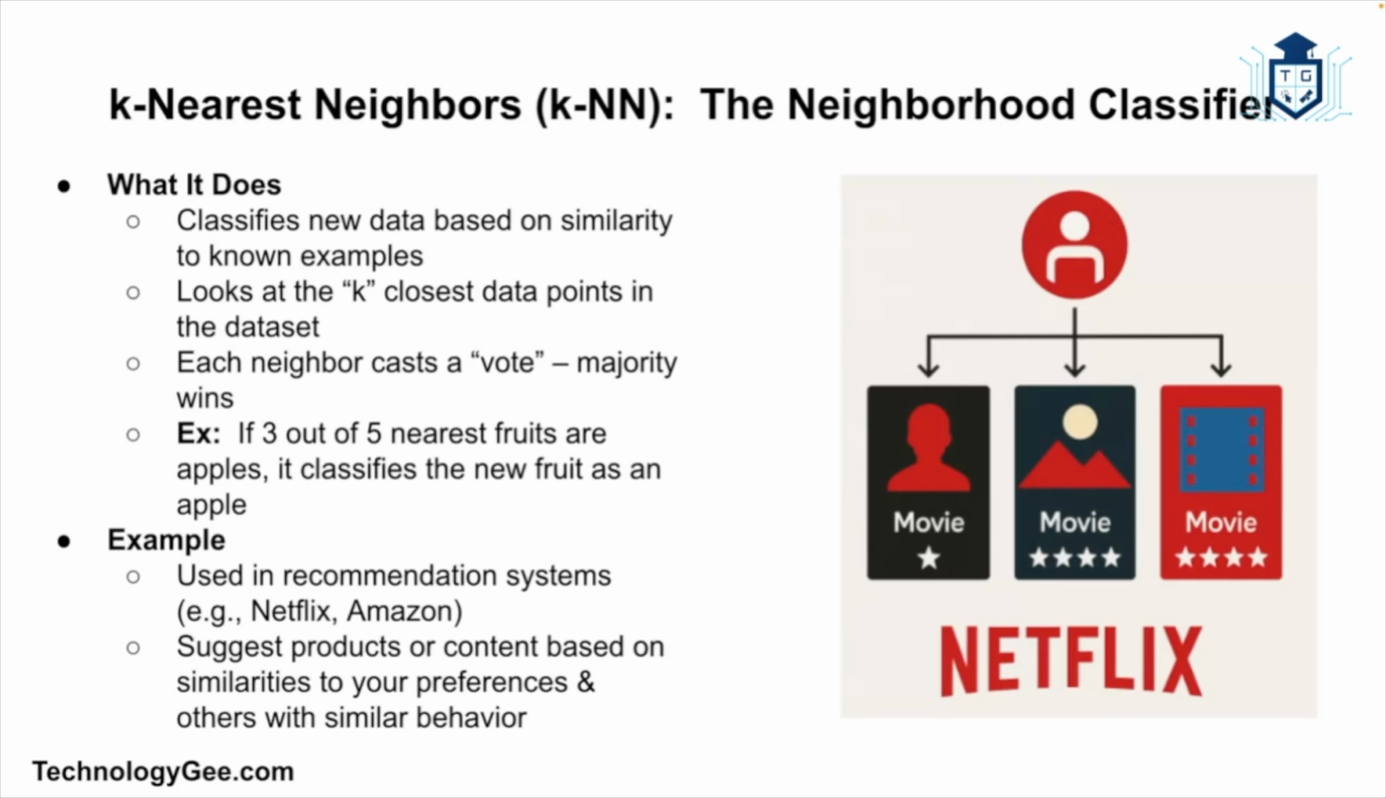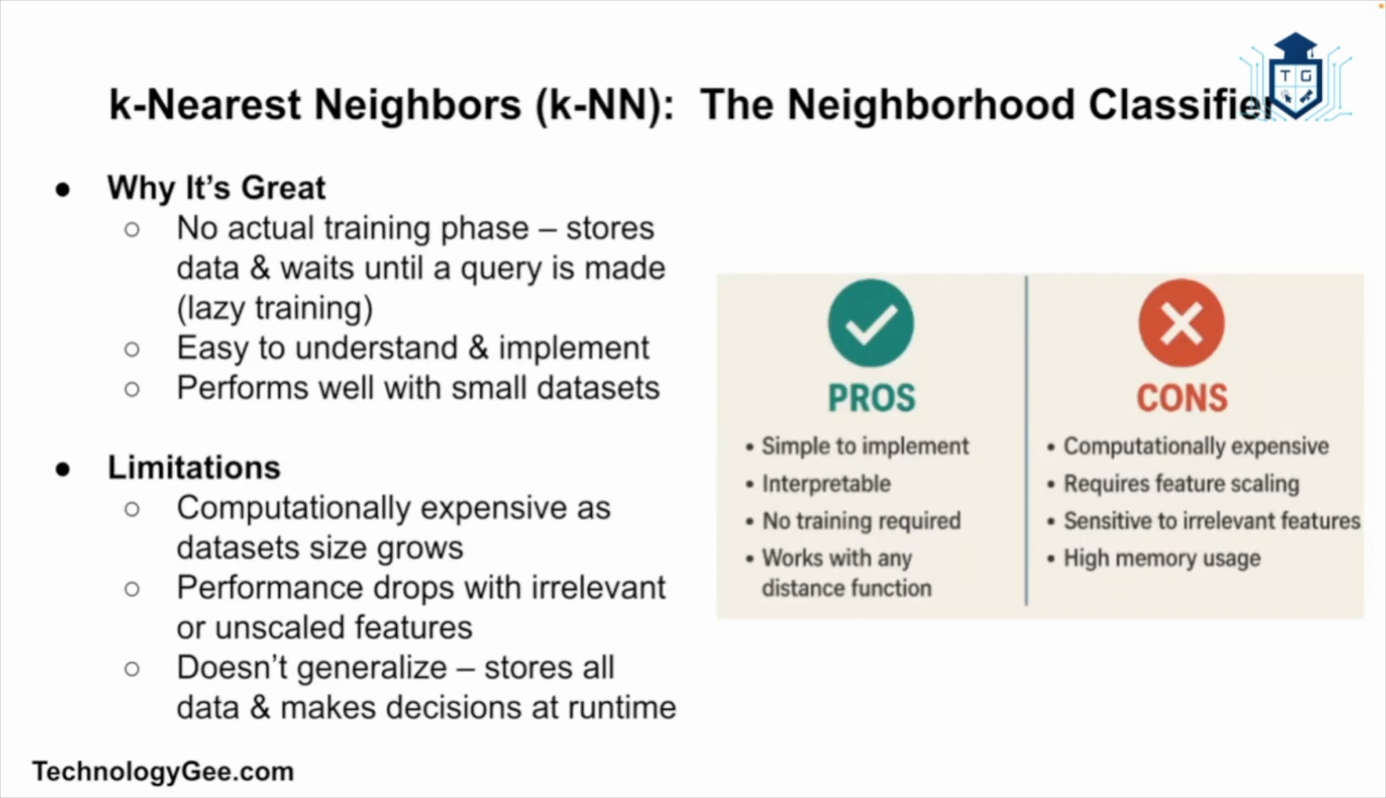And this is how this is used in a real world example. So think of recommendation systems like Netflix or Amazon. They use the K nearest neighbor algorithm to recommend shows or products similar to what you and people like you have liked before. Now, why is this great? Well, there is no training step, so it's essentially lazy learning. It works well with very small data sets and is very intuitive. Now, its limitations: it can slow down with large data sets, and it is sensitive to irrelevant features or different scales.